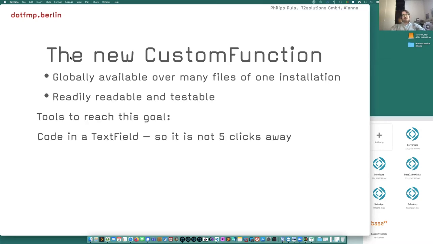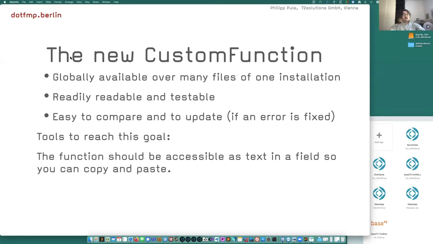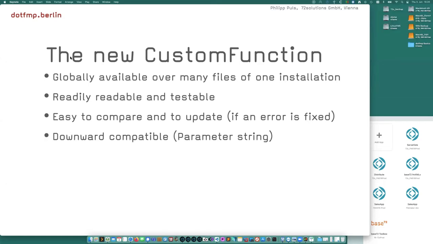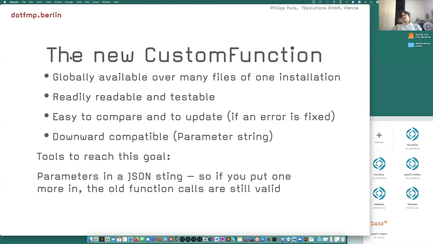How do I think I can reach this goal? I want my code in a text field, so it's not five clicks away. Easy to compare and to update. So it needs to be in a text field, basically. And I want it downward compatible. So my parameter string needs to be accepting of changes. How can I do this? If I use JSON parameters as one parameter for my function, and then I parse it to whatever I need in my Evaluate.